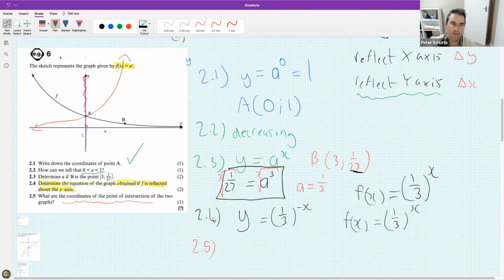Yeah, it looks to me like I know what A is. I figured this out earlier on. I know A is (0, 1). And I can clearly see that the intersection would be (0, 1).